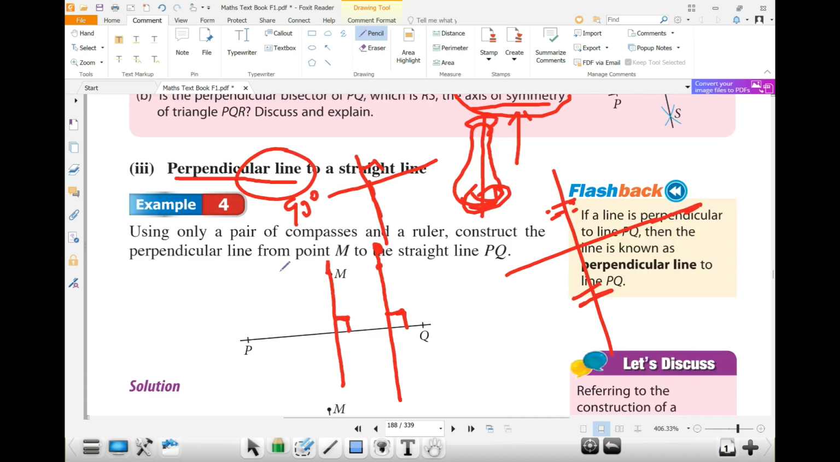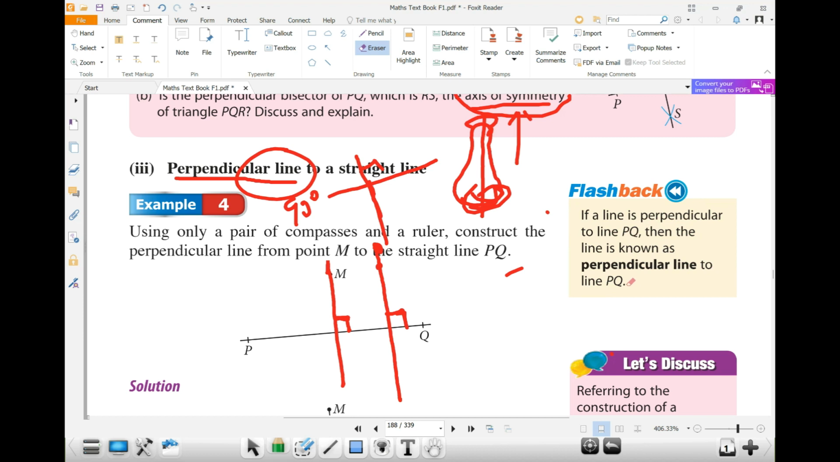Okay, so now let us look at the next one here, the flashback. I rub this off first so that you can see. Flashback, you look at the flashback here. If a line is perpendicular to line PQ, then the line is known as a perpendicular line to line PQ. So when they say this line is perpendicular to line AB, it means that line is a perpendicular line.